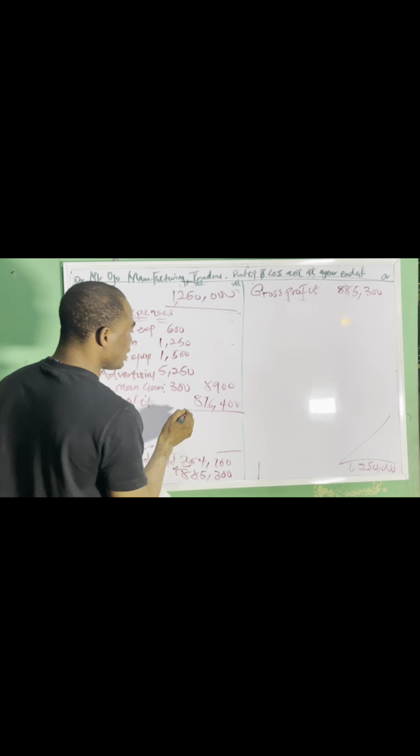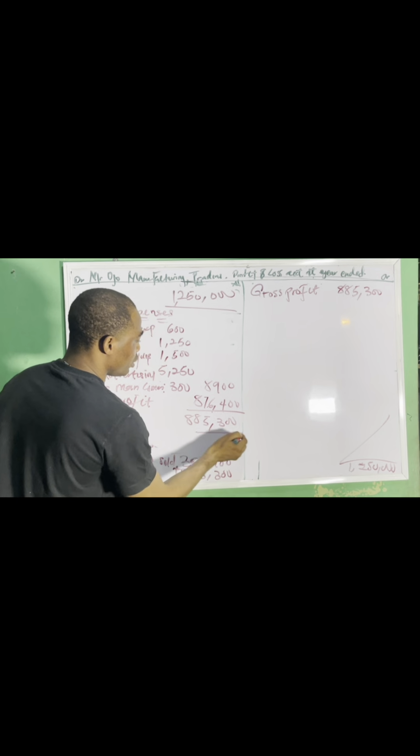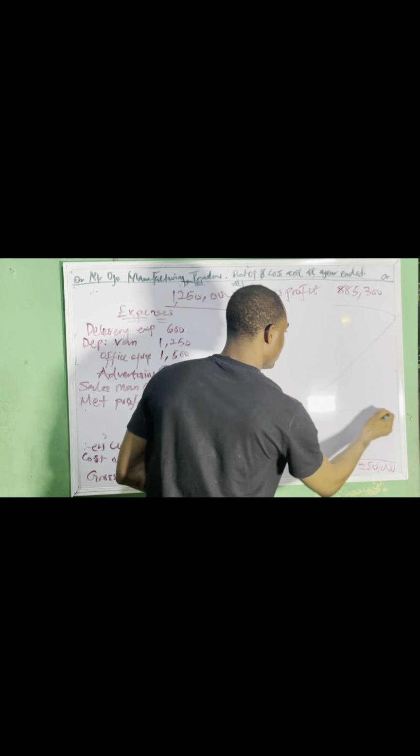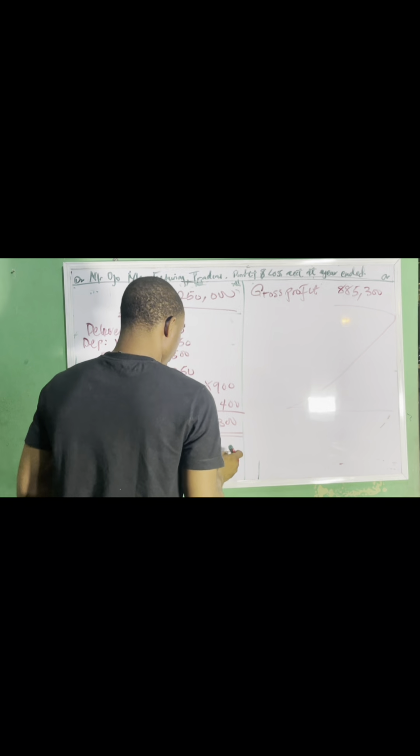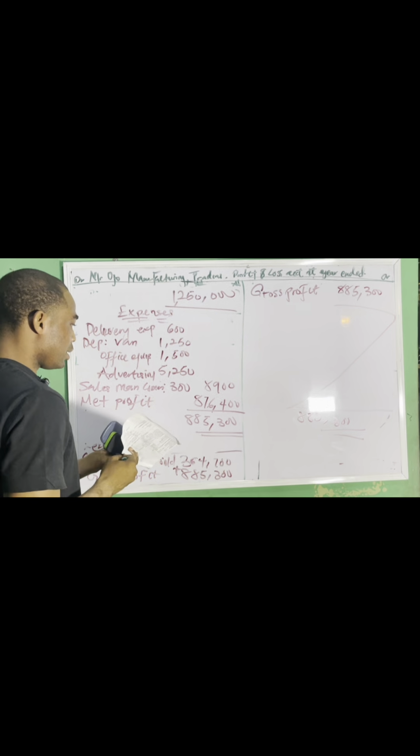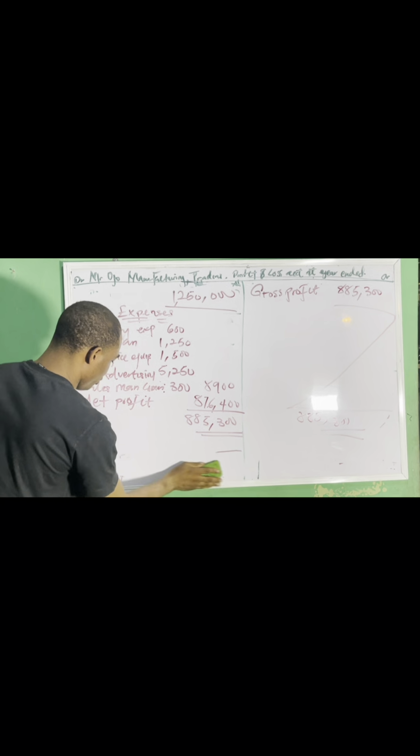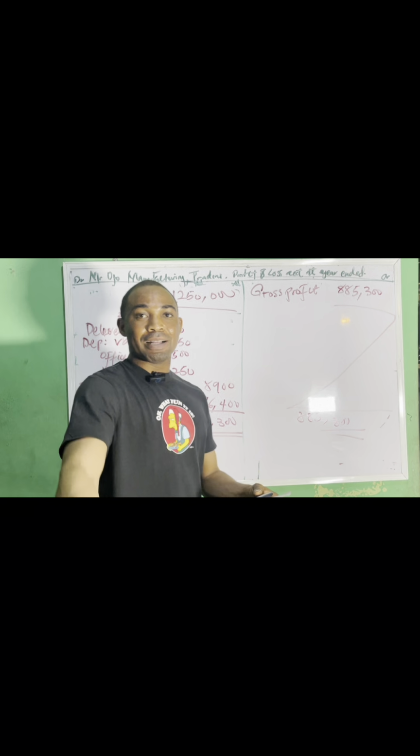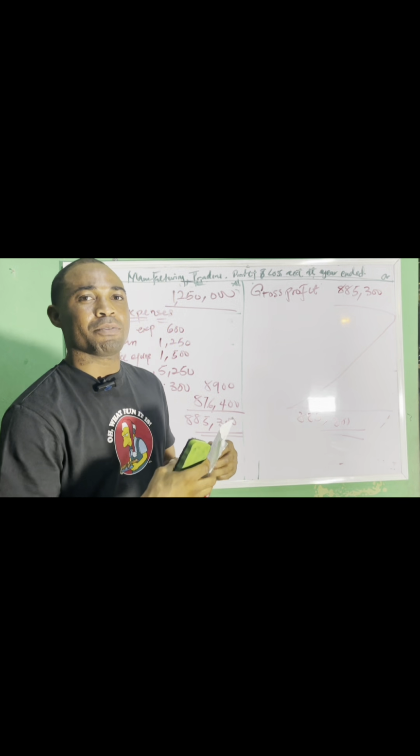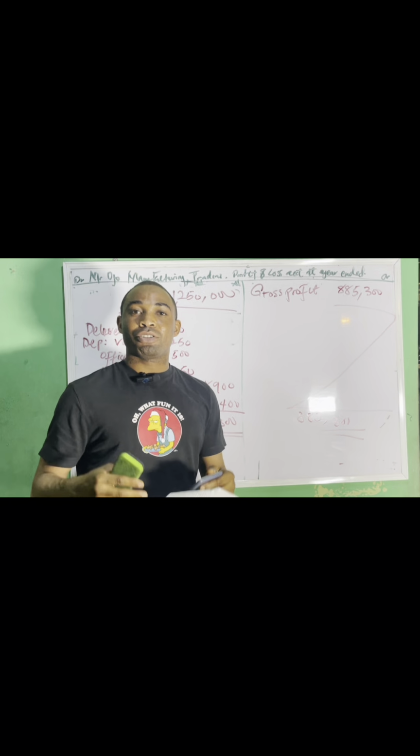Then we arrive at the net profit of 796,400. So with this, we have a balancing figure of 805,300. Then we balance this. So we have 805,300. This is our final balancing of the manufacturing, trading, and profit and loss accounts. Please follow this step-by-step formula. Go to the question in the comment section, then you will understand manufacturing, trading, and profit and loss account.